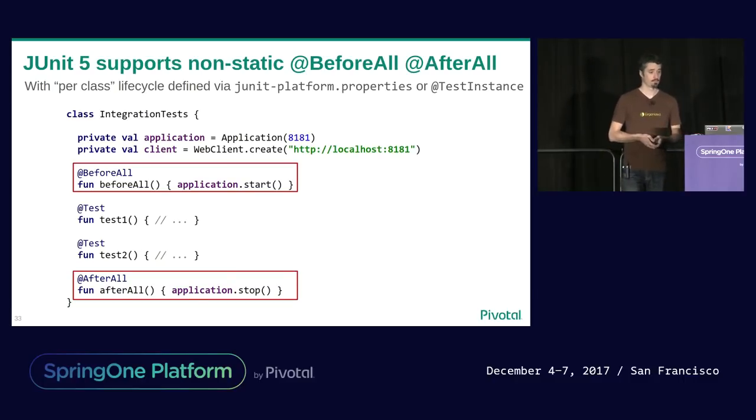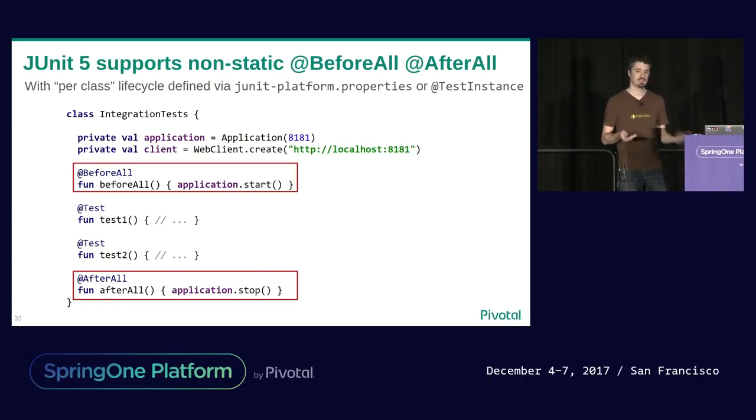Spring Boot 2 and Spring Framework 5 support JUnit 5 by default. So it is not used by default in Spring Boot 2, but you can use it by modifying the dependencies, and it is supported. And one of the nice features of JUnit 5 is the per class lifecycle.